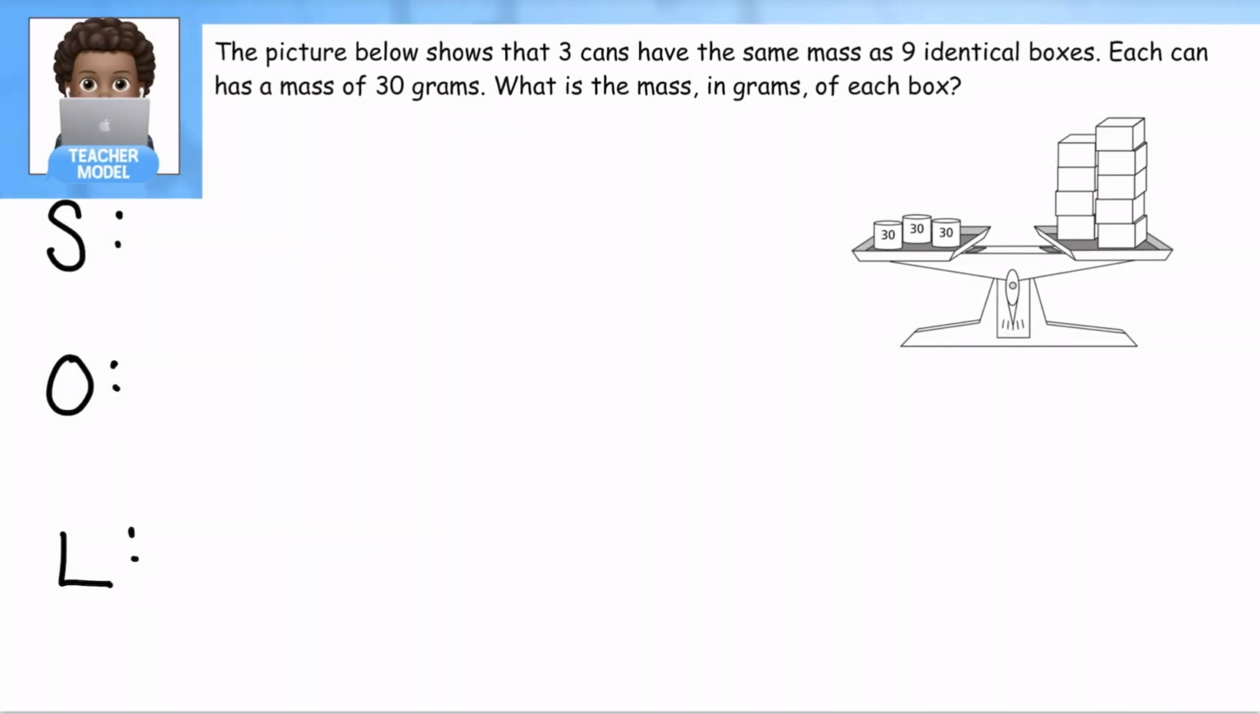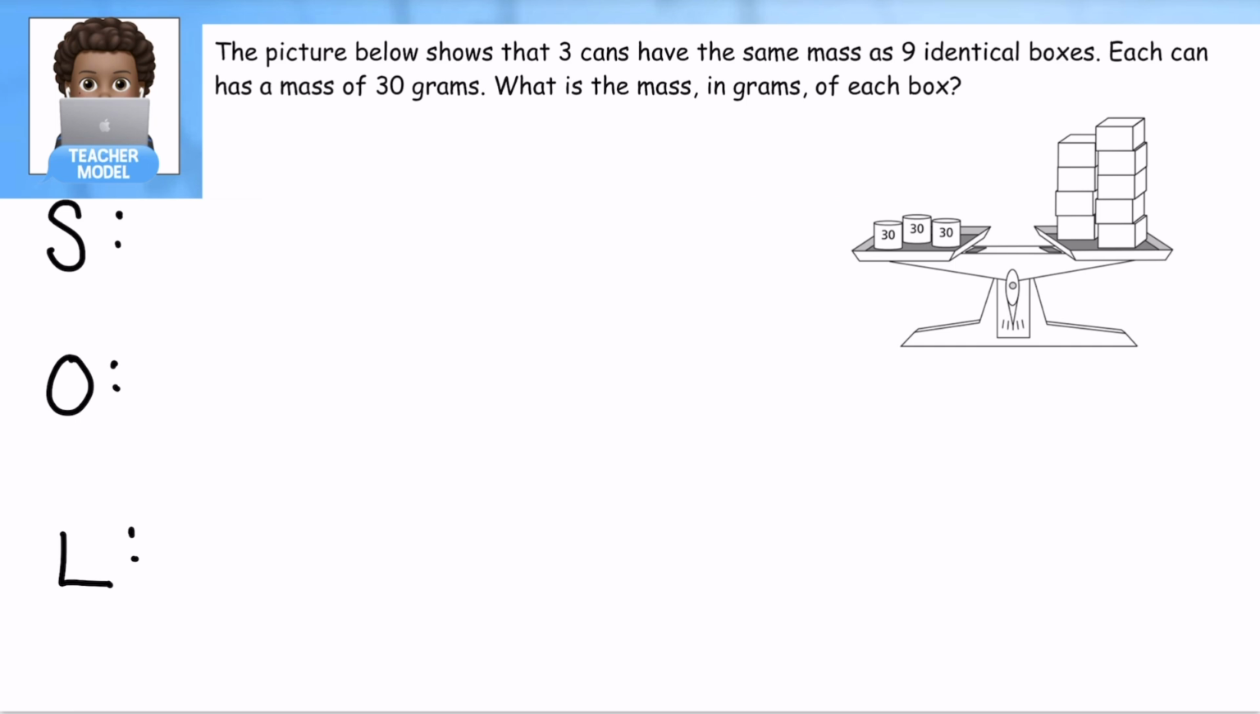Let's model one more problem with SOLVE. The picture below shows that 3 cans have the same mass as 9 identical boxes. Each can has a mass of 30 grams. So the cans are on the left with the 30 written on them, and the identical boxes are on the right. What is the mass in grams of each box?